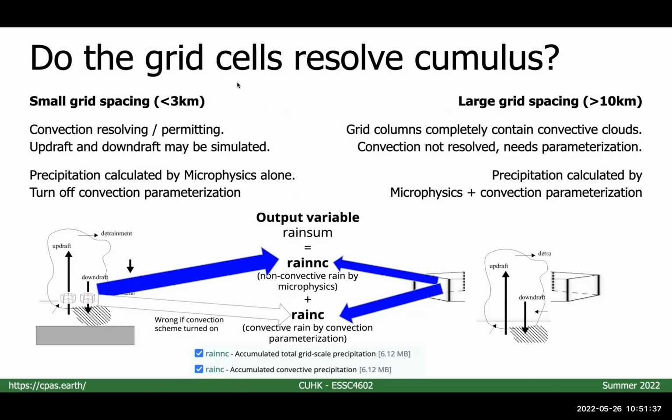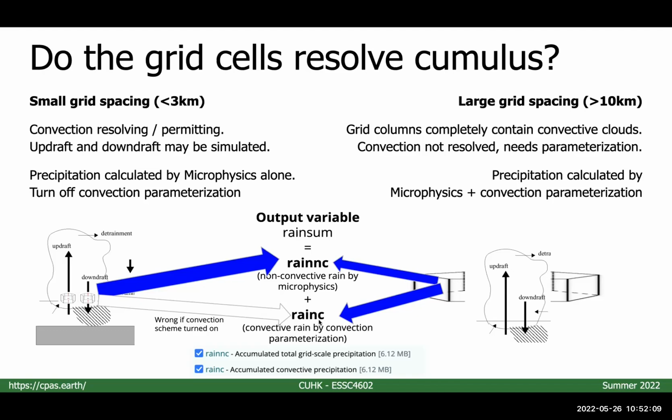So we have to be careful. This can be very confusing for starters of NWP. If you want the simulation to output the amount of rain for you, there are two variables available, one called RAINNC, and one called RAINC.